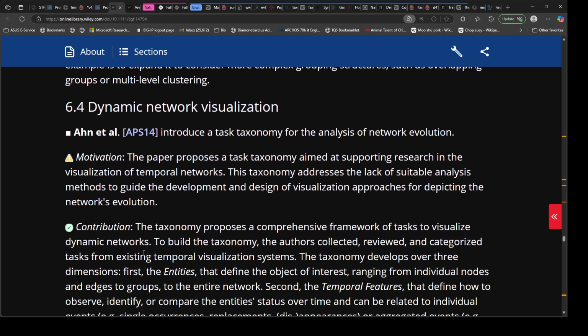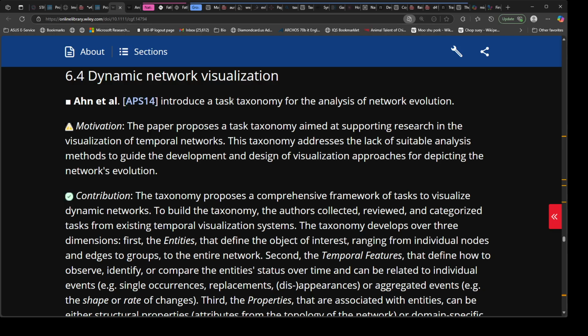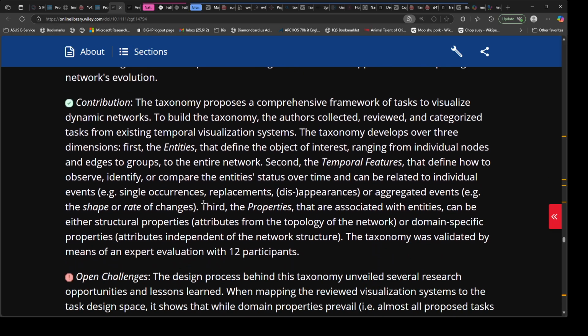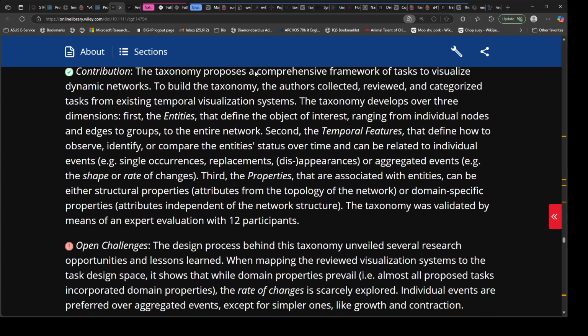6.4 Dynamic Network Visualization. Ahn et al. [APS14] introduce a task taxonomy for the analysis of network evolution. Motivation. The paper proposes a task taxonomy aimed at supporting research in the visualization of temporal networks. This taxonomy addresses the lack of suitable analysis methods to guide the development and design of visualization approaches for depicting the network's evolution. Contribution. The taxonomy proposes a comprehensive framework of tasks to visualize dynamic networks. To build the taxonomy, the authors collected, reviewed, and categorized tasks from existing temporal visualization systems.